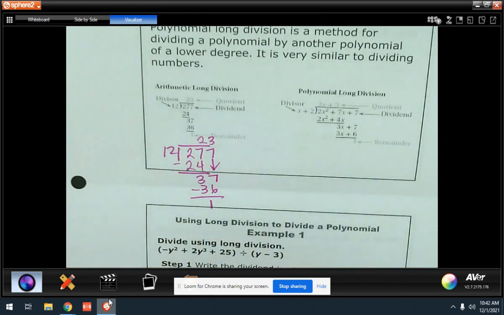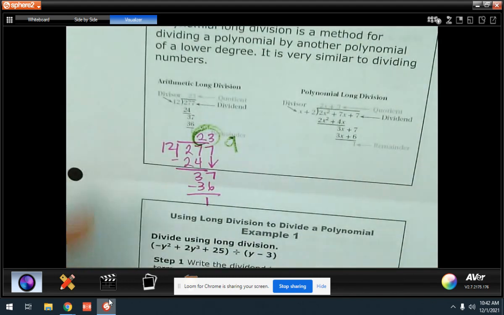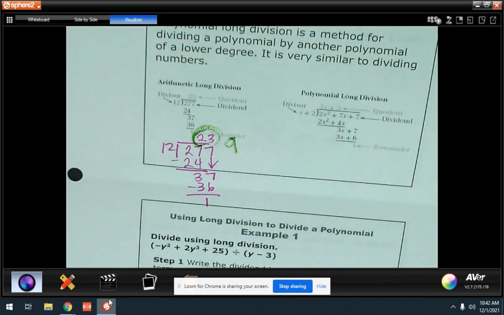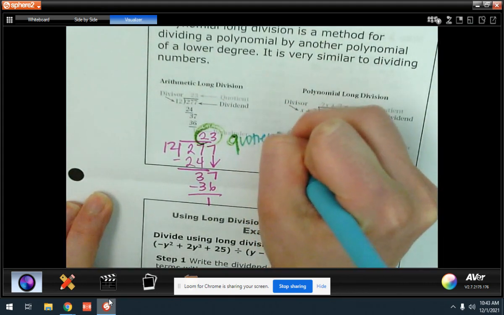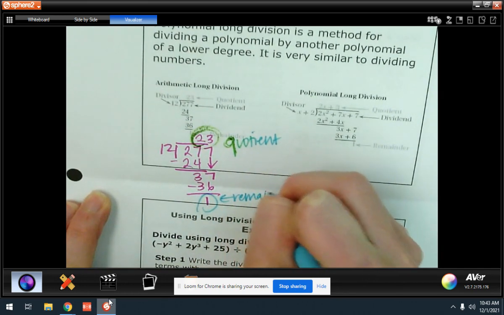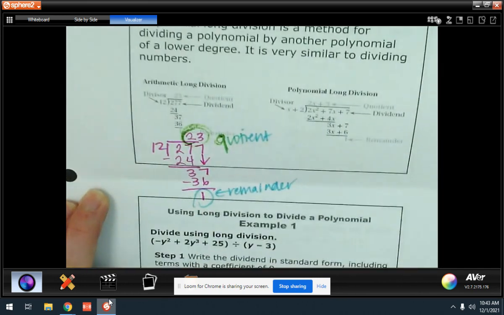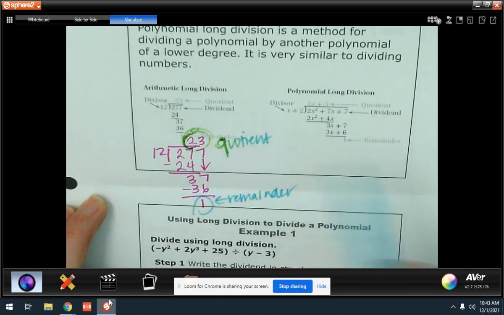Okay, and so that 23 is called your quotient, and the 1 is your remainder. And so the Algebra 2 standard says you can identify the quotient and remainder for division of polynomials.